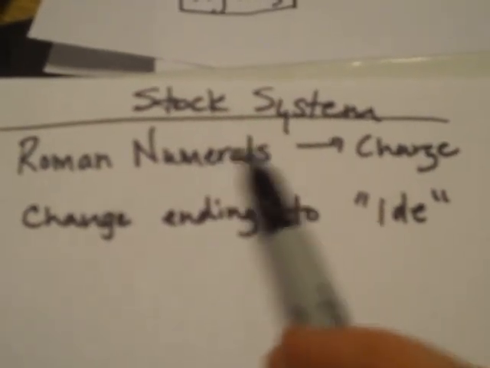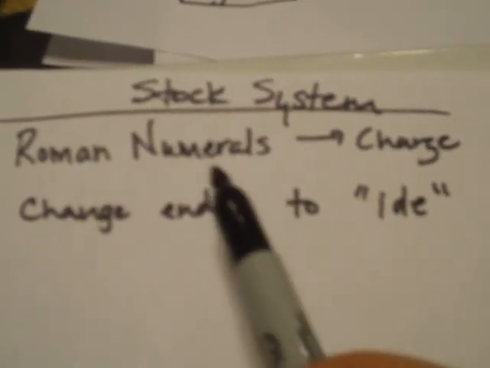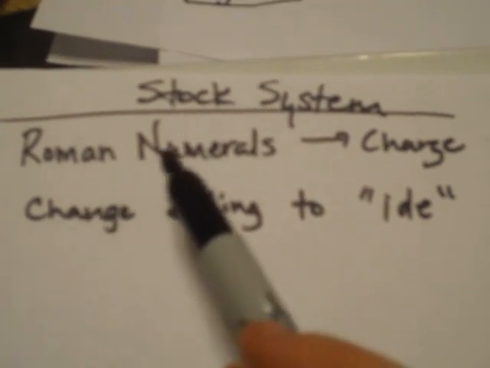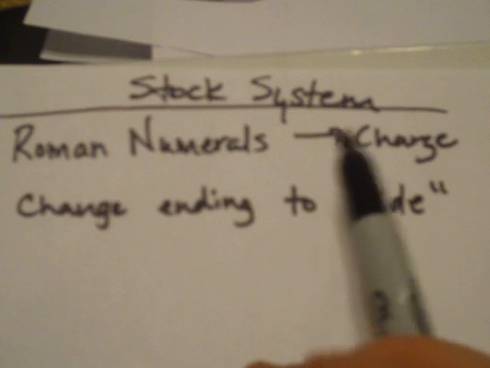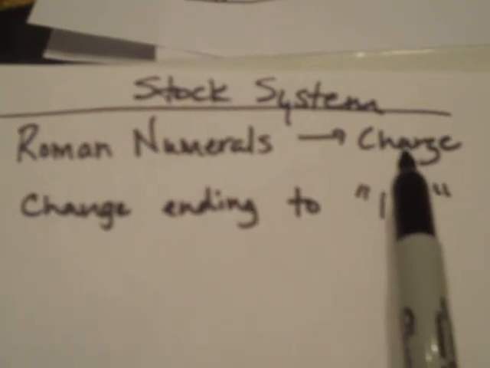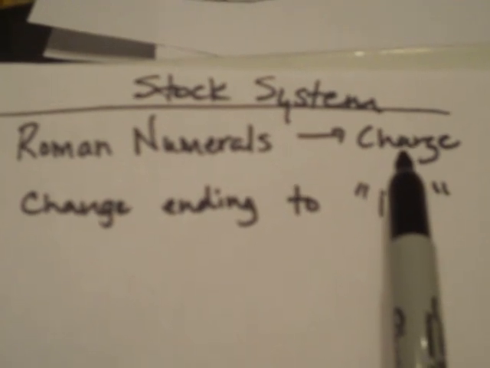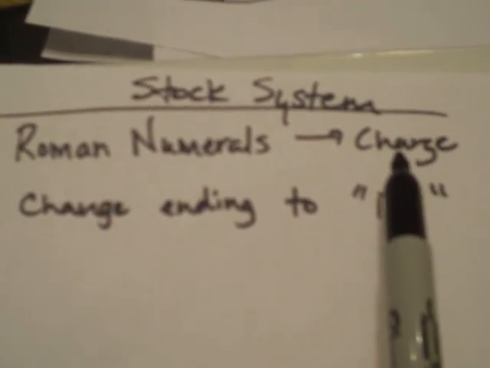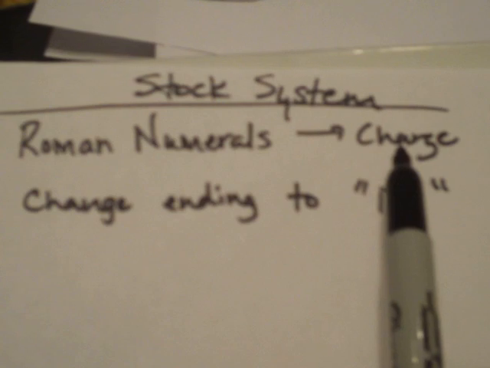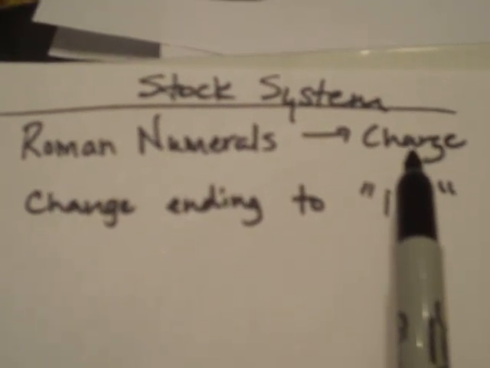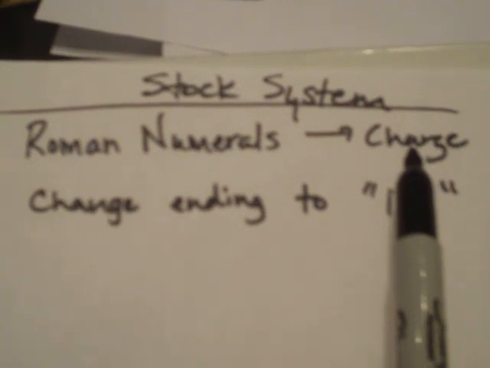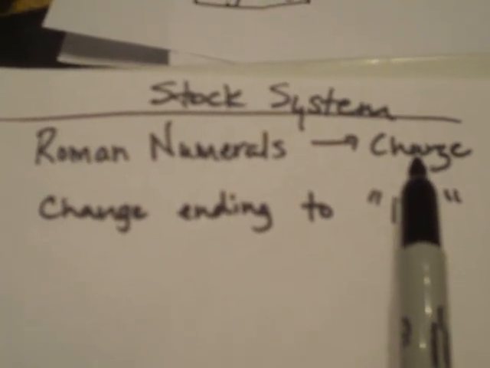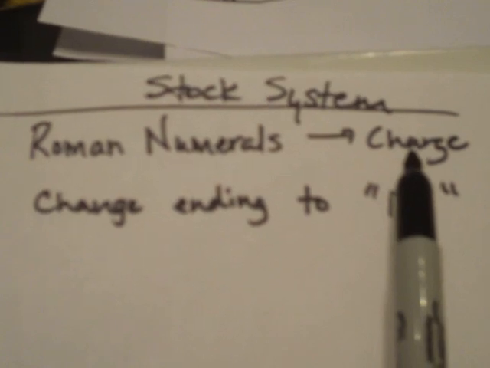Okay, there's two important things you need to remember about the stock system for this video. Number one, you're going to use Roman numerals in the stock system. And Roman numerals tell you the charge of the atom that the Roman numeral is beside. We only use Roman numerals for positive charges. So if something has the Roman numeral 1 beside it, which is just an I, then it has a charge of positive 1. If something has the Roman numeral 2 beside it, which is II, then it's got a charge of positive 2.